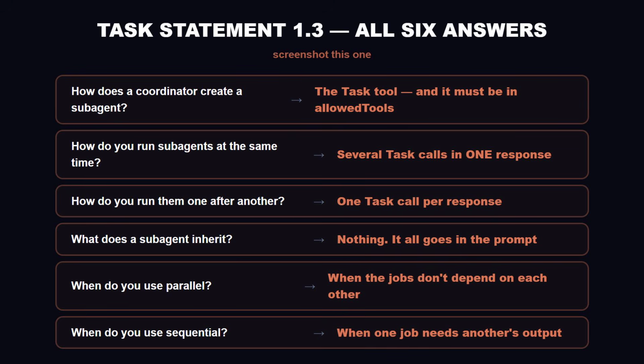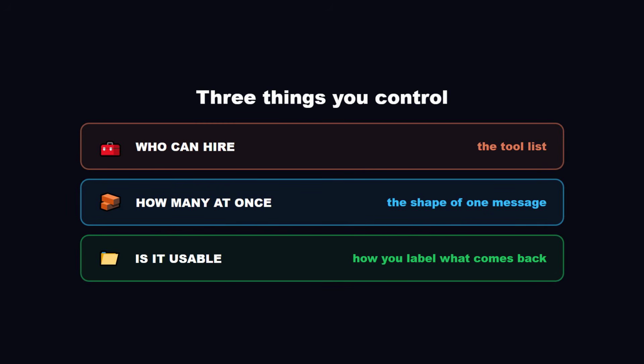When do you use parallel? When the jobs don't depend on each other. And when do you use sequential? When one job needs another job's output. Read those 6 once more. That is task statement 1.3, completely. So, 3 things you control. Who's allowed to hire, which is the tool list. How many work at once, which is the shape of one message, and whether the results come back usable, which is how you label them.